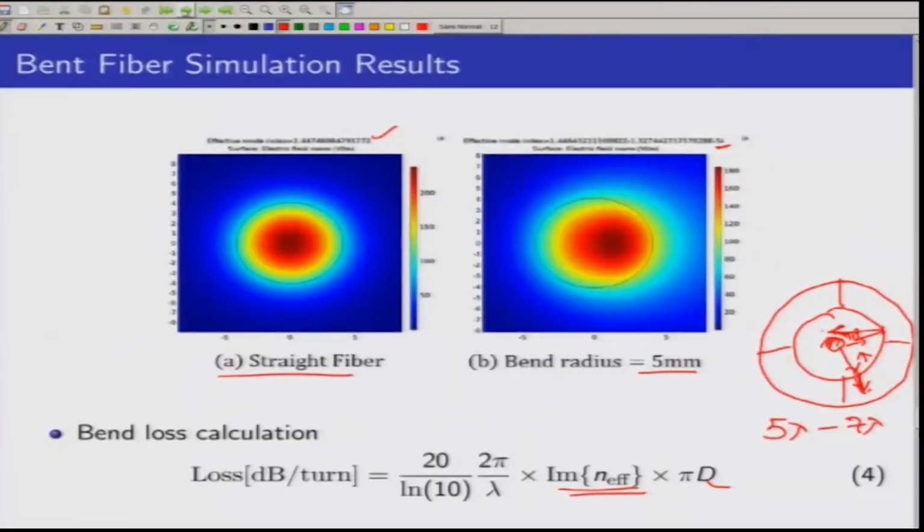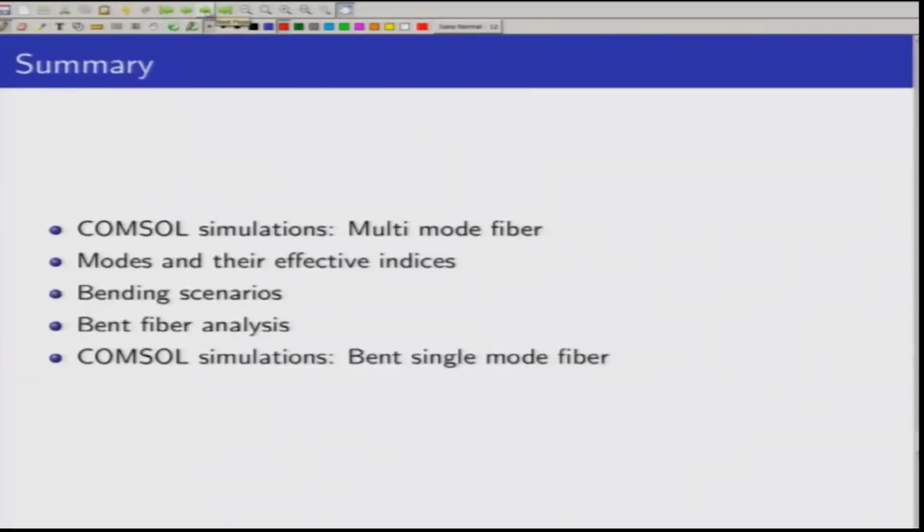Okay, where lambda is the operating wavelength. Now, we have seen how the bending affects the mode pattern and the effective index, and we have also calculated the loss from that one. Summarizing what we have seen till now, initially we went through the COMSOL simulation for multimode fiber, and we have seen how the different modes look like, and also made a comment on their effective indices value.